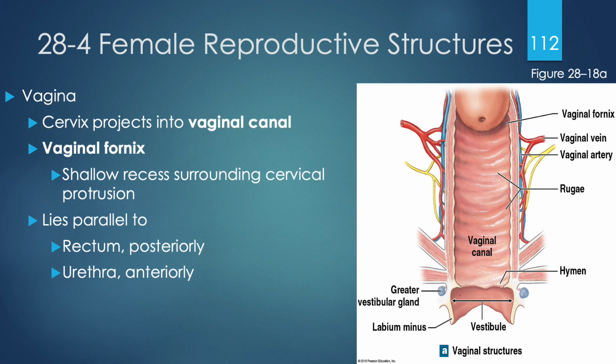The cervix actually projects inferiorly into the vaginal canal, creating the vaginal fornix, which is that shallow recess that's surrounding circumferentially the cervical protrusion. So this is where the cervix actually goes up around the lip, basically, of the cervix. So this lies parallel to the rectum posteriorly and anteriorly to the urethra.